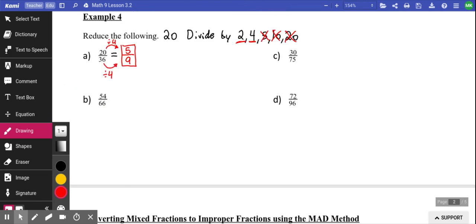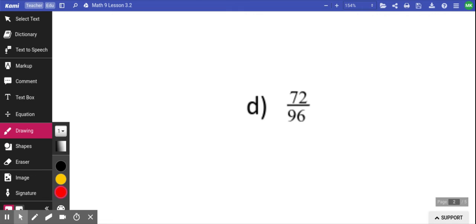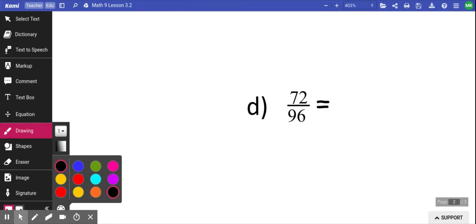I'll do D with you. Yep. So if I look at D, I have 72 and 96. If my goal is to divide by the greatest common factor, I want to divide by the biggest possible number that goes into 72 and 96. They could both divide by 2. I'm going to say can divide by.